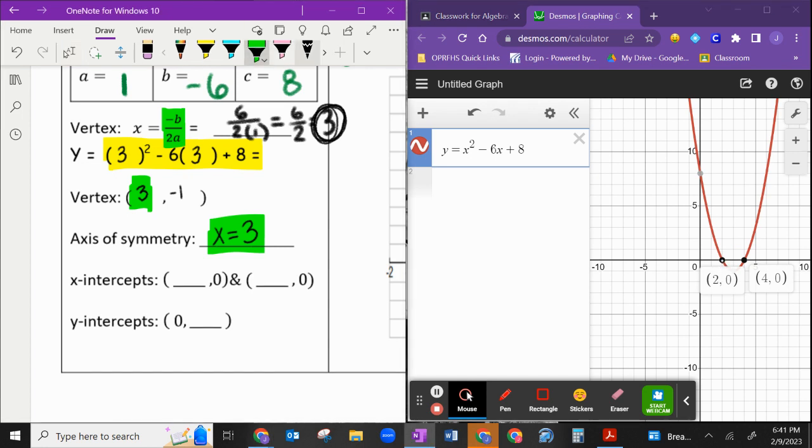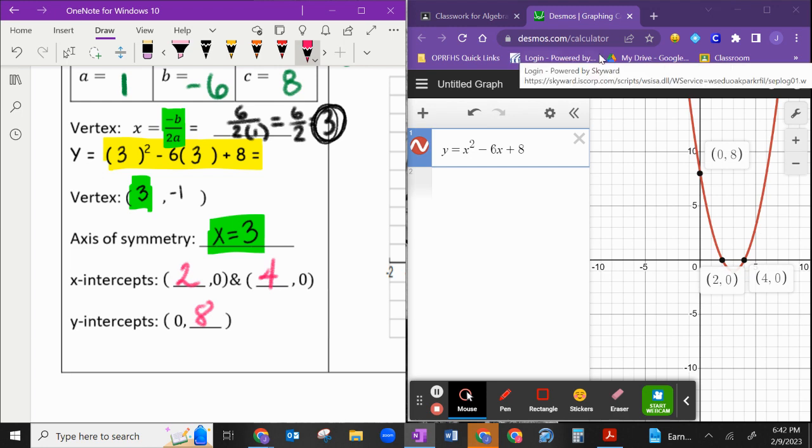So I have a 2, 0, and a 4, 0 based on these 2 points right here. My y-intercept, you can see on your graph here, is 0, 8. So that's when the first number is 0 and the second number is 8.